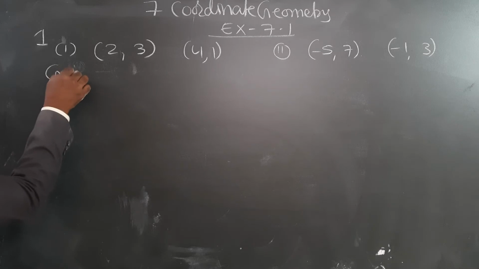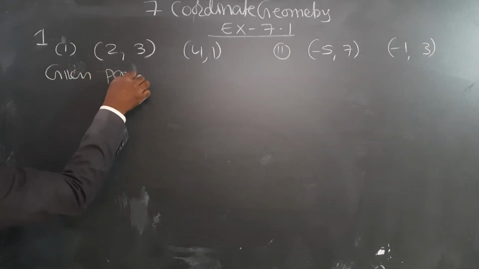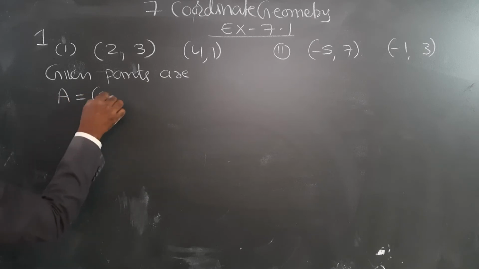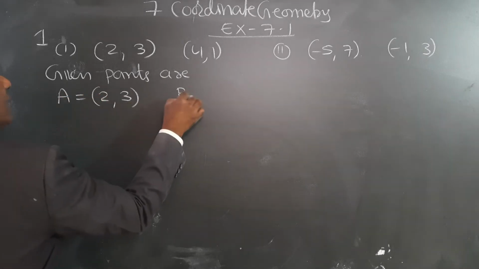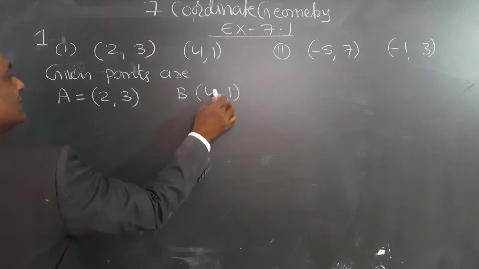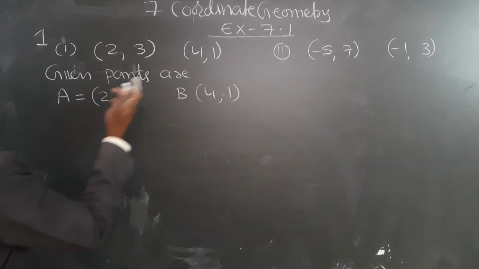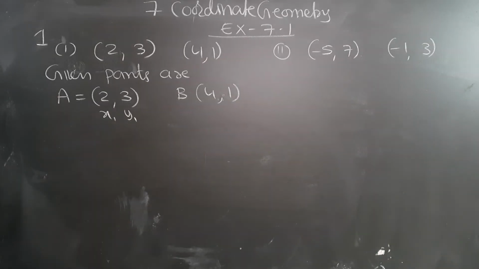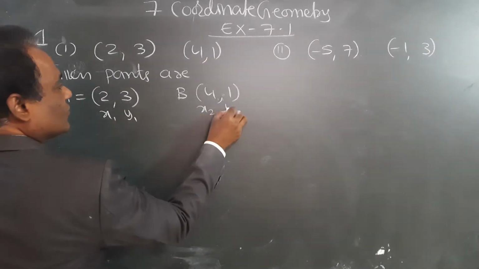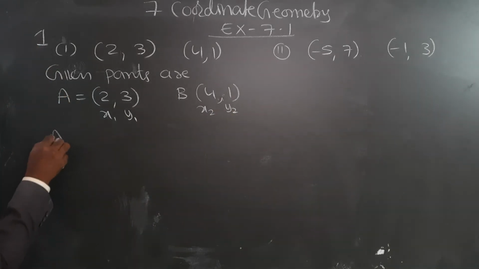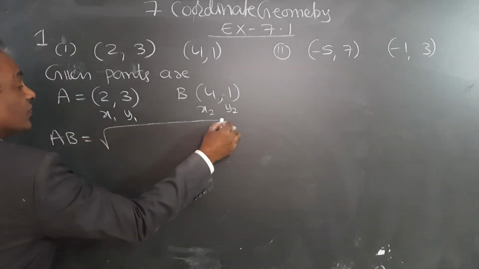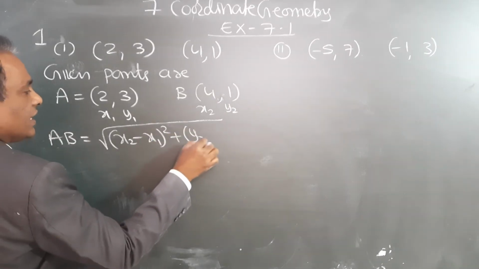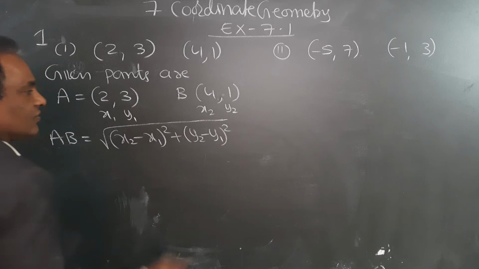Write down, students. Given points are, say, first point A, second point B, for example. First point is taken as A, second point is taken as B. So we take the first point as x1, y1, second point as x2, y2. So what is the distance formula, students? I derived the distance formula in the previous class. This is the distance formula. Very, very important formula for this exercise.